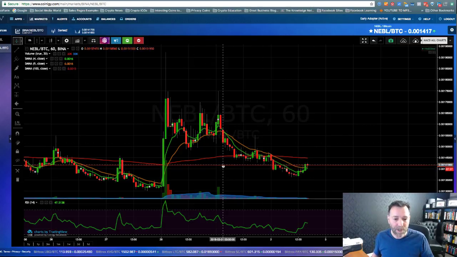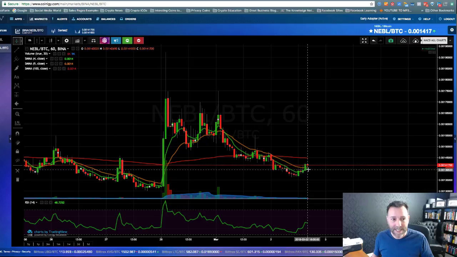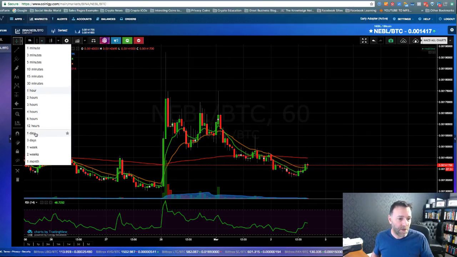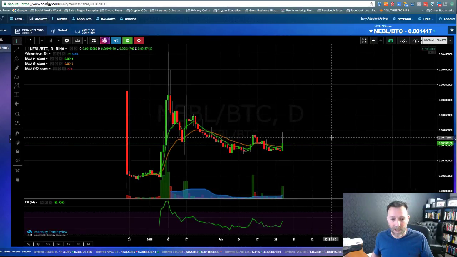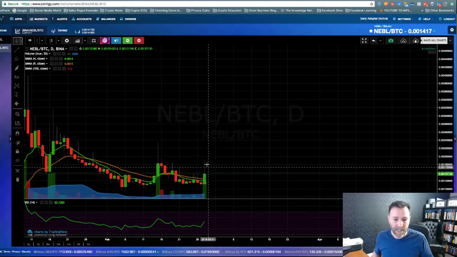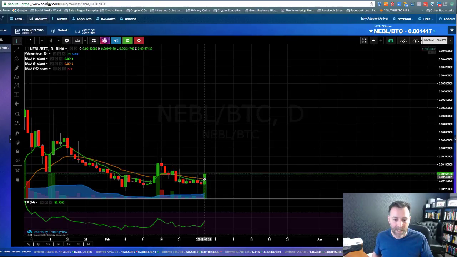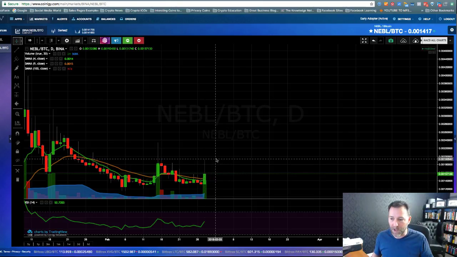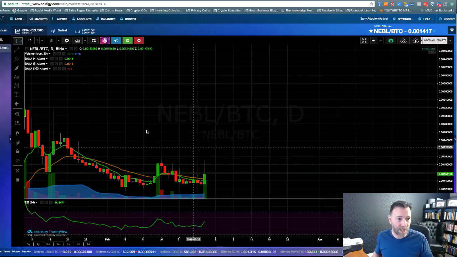And what I do with Neblio is I look at the hour chart, or look at the day chart first of all. So look at the day chart, and we can see with Neblio it's actually looking quite good. You can see here, long wick here on the day candle, but it's still up. It's still good. It's looking good there, and it went up to about 193,000 Satoshi.